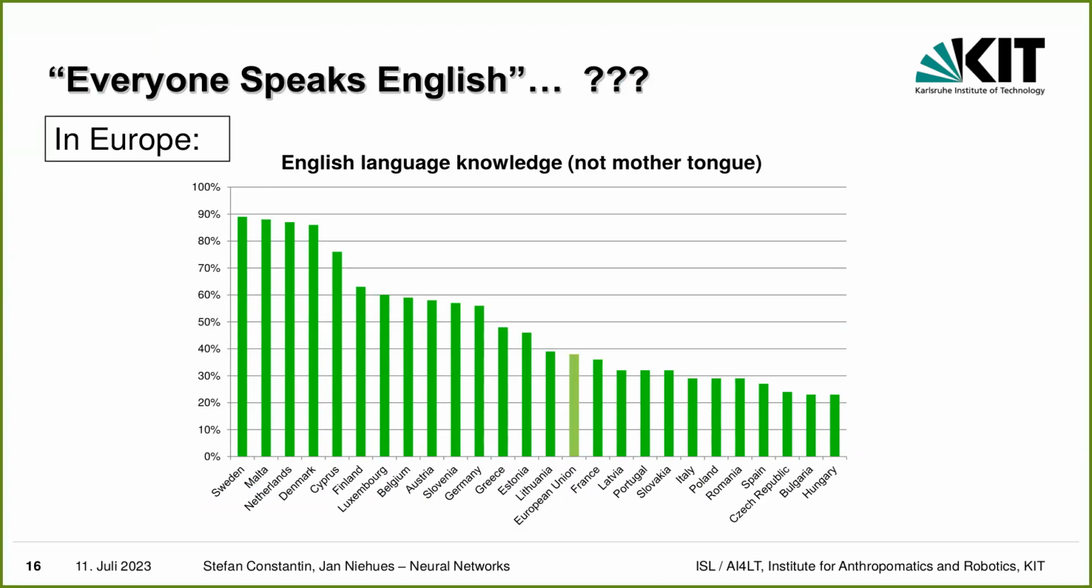You can also ask the question: shouldn't we all just speak English? The answer is, by doing that, we exclude, in some countries, maybe three quarters of the population. You can see that in some countries basically everyone knows English, but in the European Union it seems to be around 40% of the population who only know English.